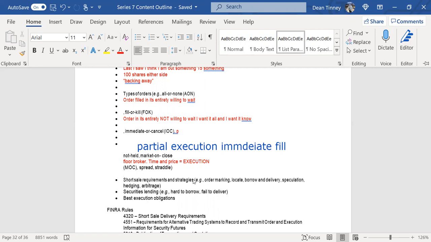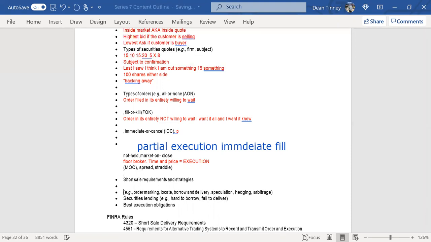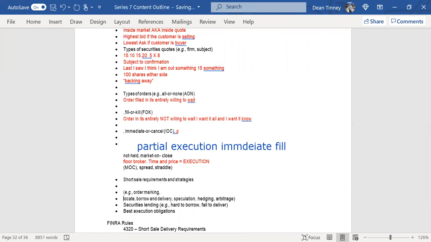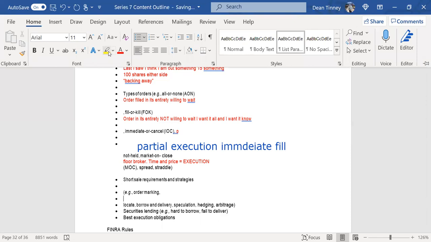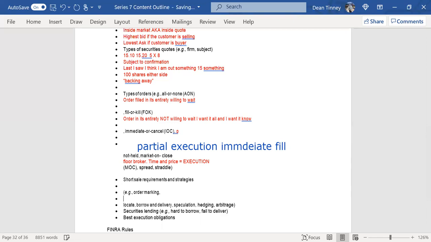Short sell strategies. Order marking. You always have to mark the ticket long or short. We're talking about stocks right now, but remember, when you're going short, that's going to be called an opening sale. Opening sales are how we establish short positions, whether it's a short position in the option, or what I'm discussing now, a short position in the stock. And so, you have to let us know what you're trying to do.